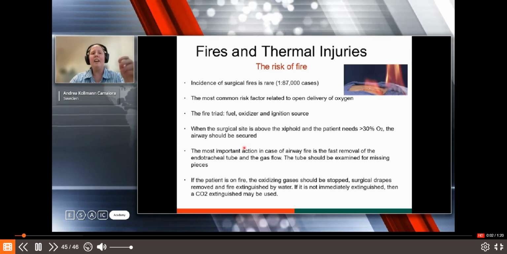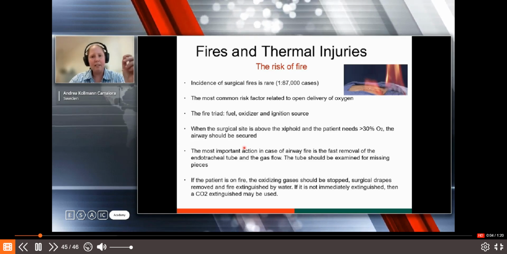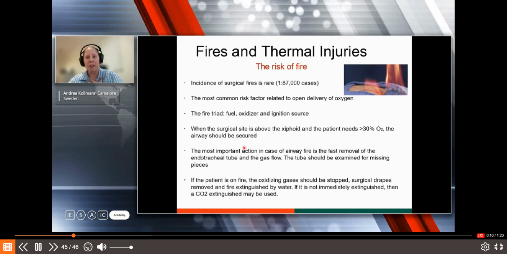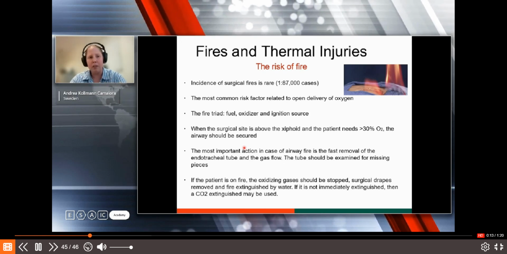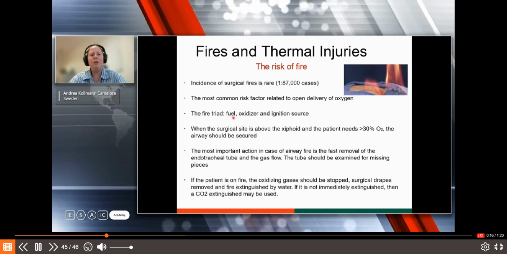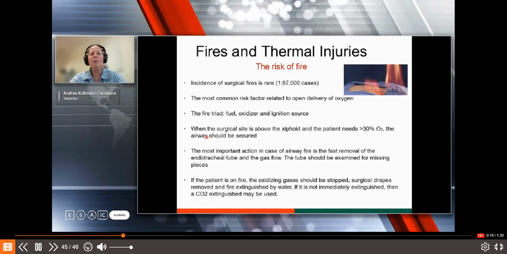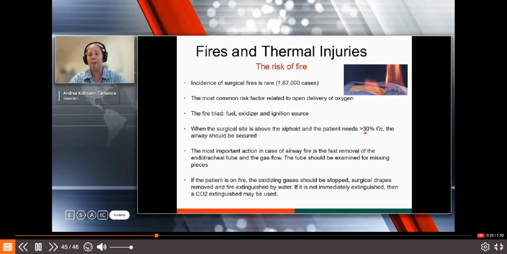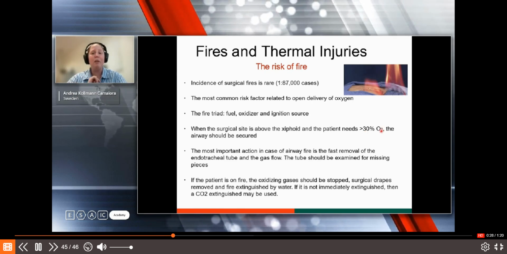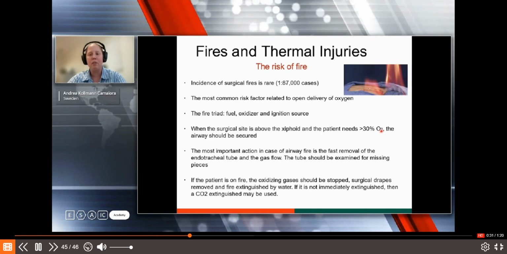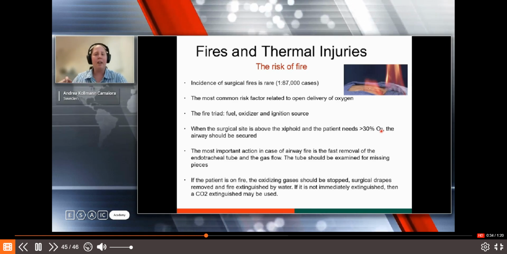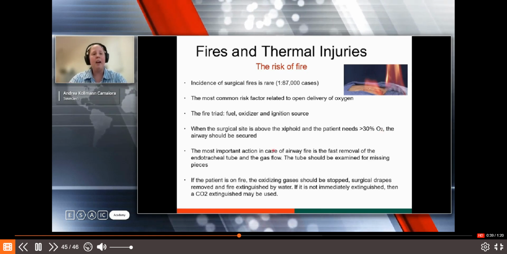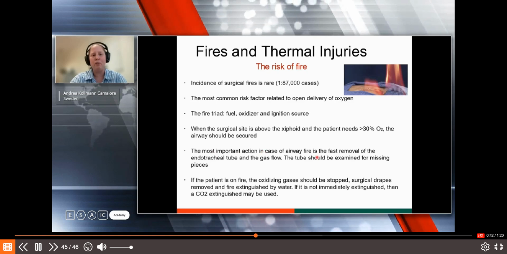And finally, the risk of fire. The incidence is very low, 1 in 87,000 cases, but I do 40,000 surgeries in my hospital every year, so we're talking about 1 every 2 years. The fire triad is fuel, oxidizer, and ignition source. When the surgical site is above the xiphoid and the patient needs more than 30% oxygen, the airway should be secure. So for those ear, nose, and throat surgeons who say, well, it's just a little thing: if the patient needs over 30% oxygen, the airway should be secure. And the most important action in case of fire is to remove the endotracheal tube.